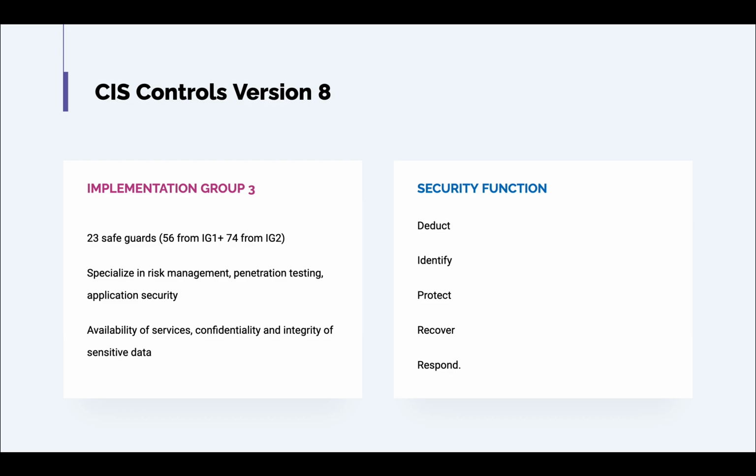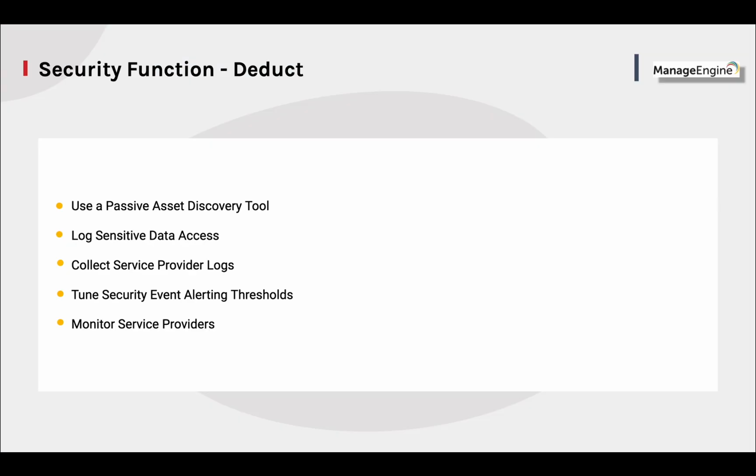So let's dive into the security functions one by one: detect, identify, protect, recover, and respond, like the same way we went through implementation group 1 and 2. So let's quickly dive into the security function detect, and the first one, use a passive Active Directory tool.